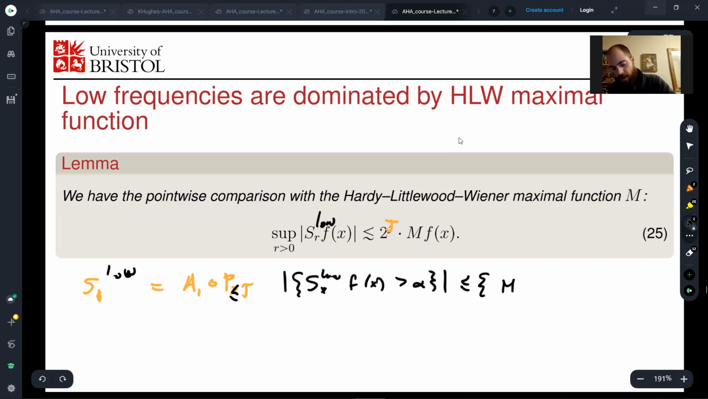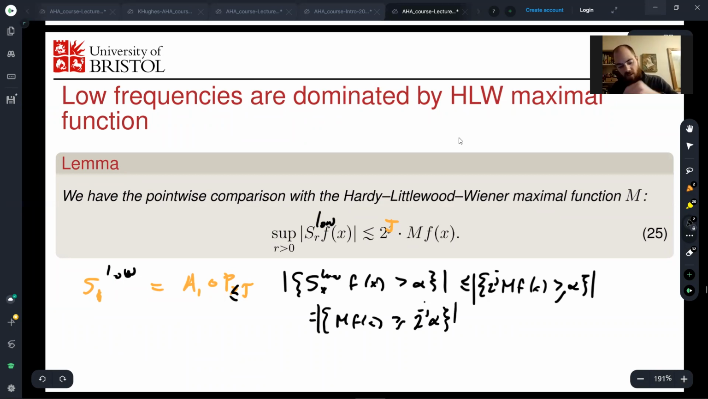where MF of X is greater than 2 to the J alpha, but really up to some constant, and in measure. And I know that, okay, so that's equal to the measure of the maximal function of F greater than 2 to the minus J alpha, up to some constants, by just moving the 2 to the J over.